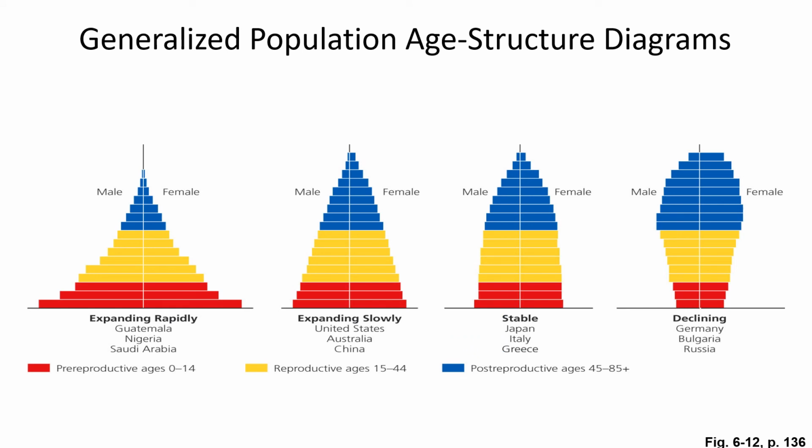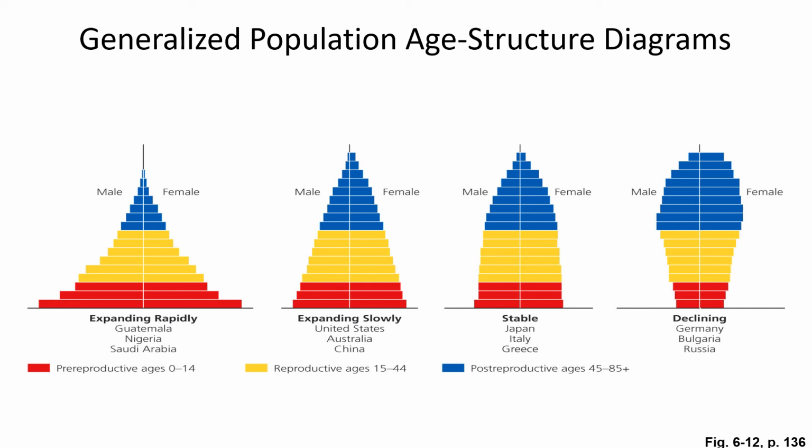And generally you have population age structure diagrams as these four. So you have these bottom heavy ones, like I was saying, right? They're rapidly expanding. So you have a very, very large young population. And then more third world countries, developing nations, Guatemala, Nigeria, Saudi Arabia. The next pyramid would be expanding slowly.